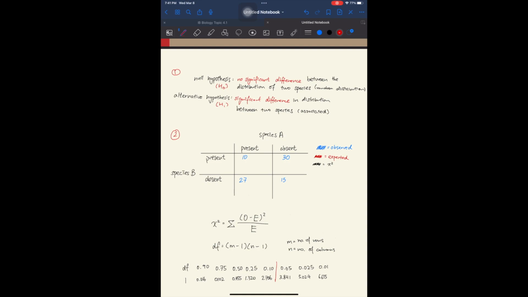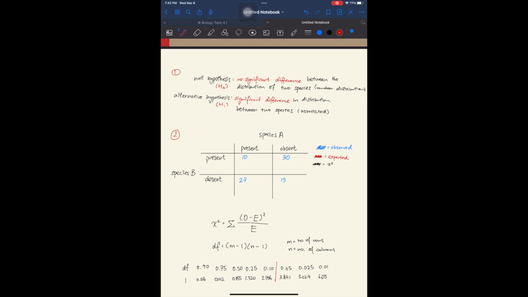Sorry, scratch what I just said. For species A crossing with species B, there are 10 squares that have both species A and species B, 30 squares that have only species B, 27 squares that have only species A, and 15 squares that don't have any species. These squares are what we counted from the quadrat sampling. So we have the observed values here.